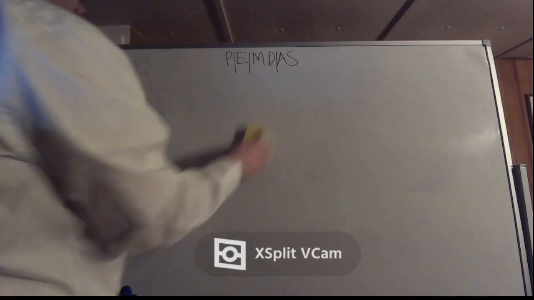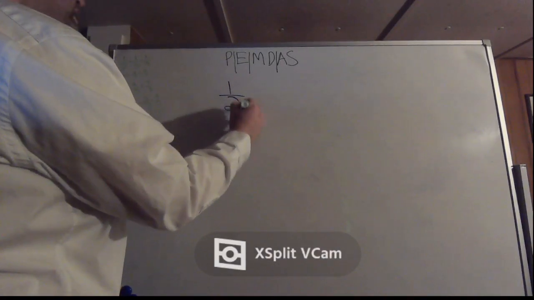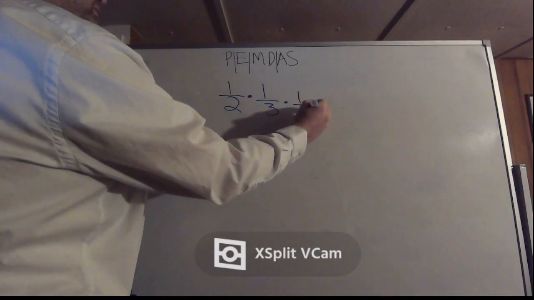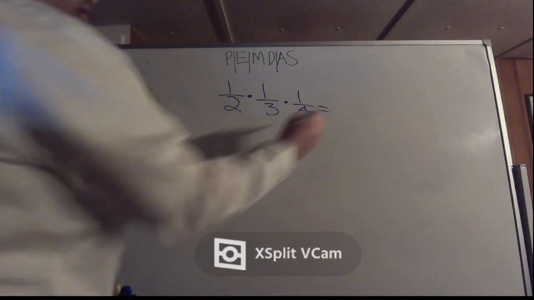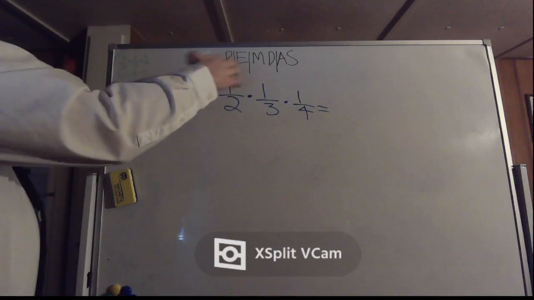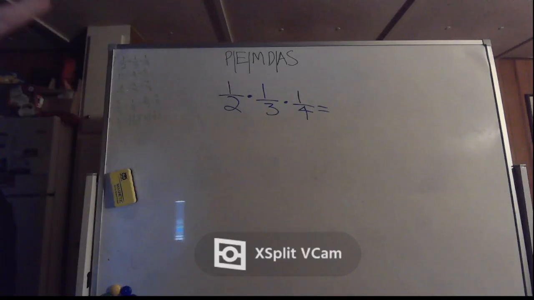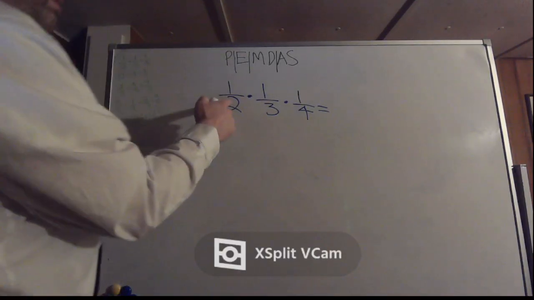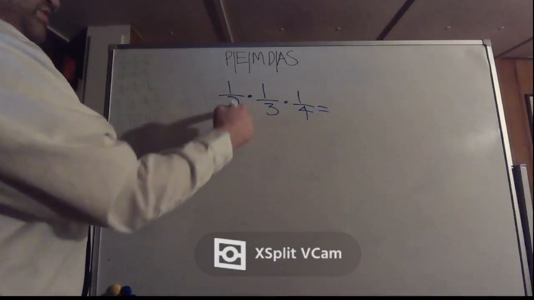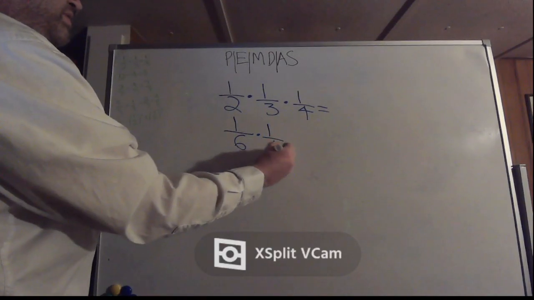Alright, now that we have that out of the way, let's do our real first problem here. We have 1/2 times 1/3 times 1/4. Okay, well, we have no parentheses. We go through and see what we have in the order of operations. There's no parentheses, there's no exponents, but we do have multiplication. And it looks like it's only multiplication, so we just work from left to right. So we'll start with 1/2 times 1/3. We multiply the numerators. 1 times 1 is 1. 2 times 3 is 6. You will have 1/6 times 1/4.